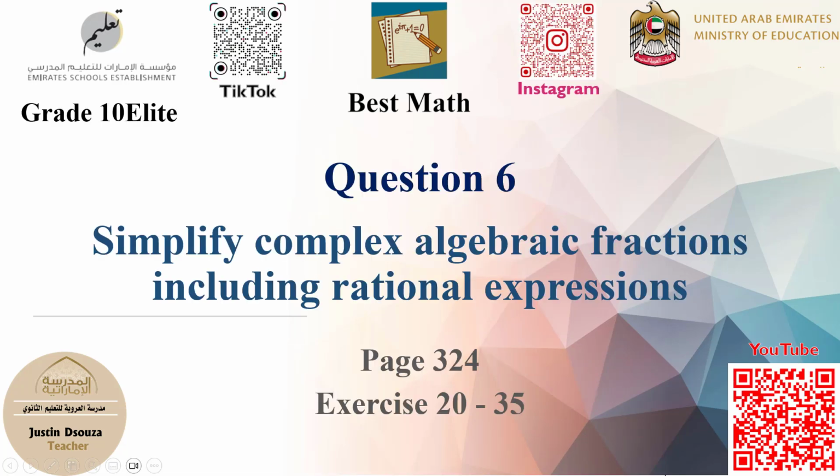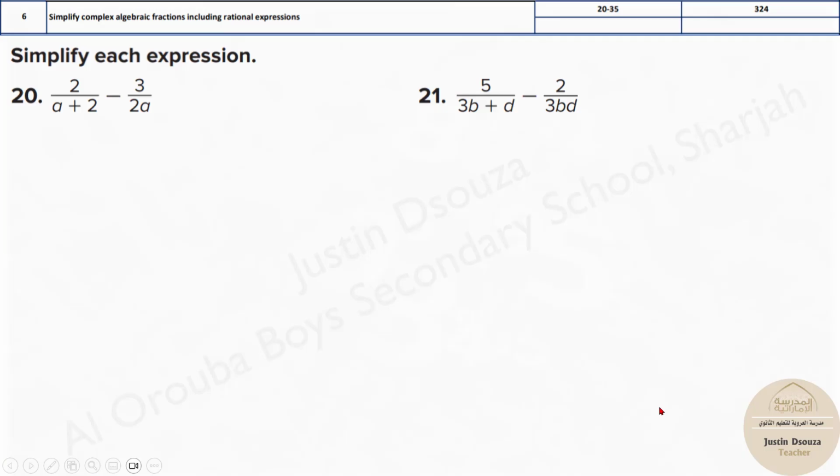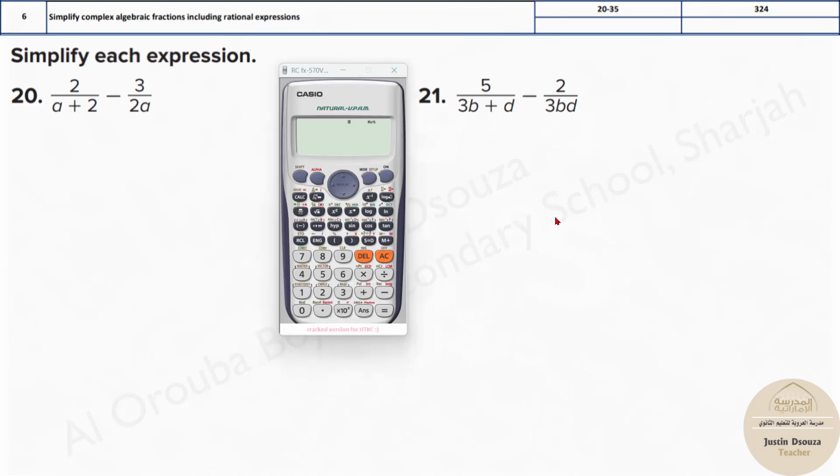Question 6 is to simplify complex algebraic fractions. Here also, please click on this link or scan this QR code and go to the video and watch it thoroughly. All the exam questions for this topic are explained in that video. After that, I will solve a couple of problems over here by the calculator method. Before we start this topic, a quick reminder, please go to question number 5 and be thorough with the calculator method over there because the same method is employed even over here.